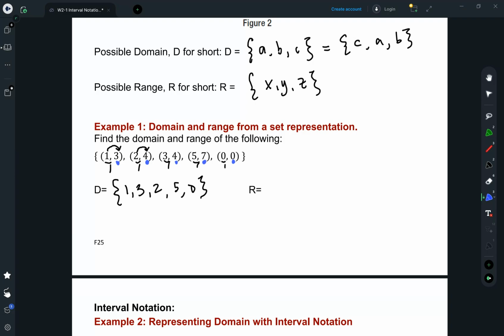So going back, let's think about our range. So our range is going to be all those output values. So we have a 3, we have a 4. We don't need to write 4 again because 4 is already in this set. We have 7 and we have 0. So it's a little bit of a review on domain and range and sets. Let's start talking about interval notation.